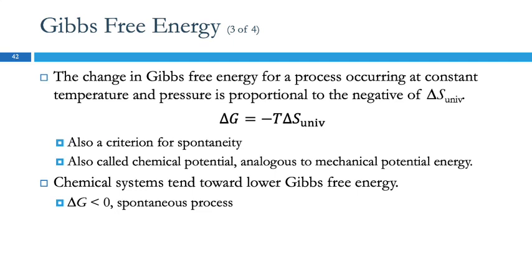So delta G also works as a criteria for spontaneity. Gibbs free energy can be called the chemical potential energy, similar to the mechanical potential energy. And so chemical systems will tend towards lower Gibbs free energy. If delta G is less than 0, it's a spontaneous process. If delta G is greater than 0, it's non-spontaneous.